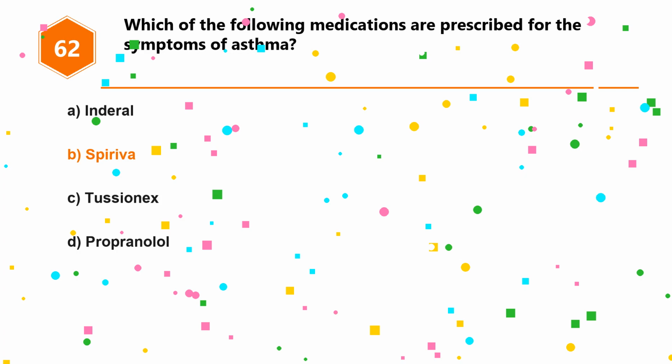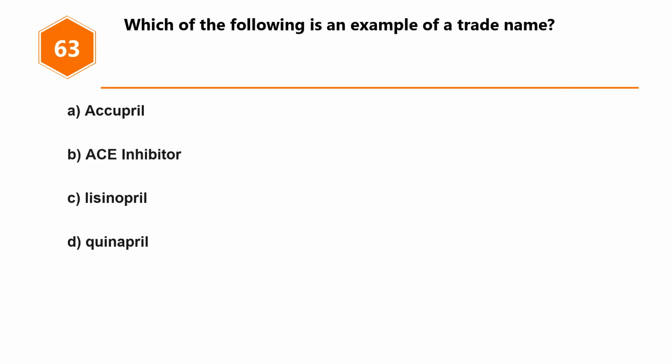The correct answer is option B, Spiriva. Question 63. Which of the following is an example of a trade name? Option A, Accupril. Option B, ACE inhibitor. Option C, Lisinopril. Option D, Quinapril.